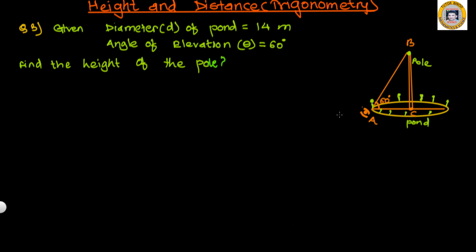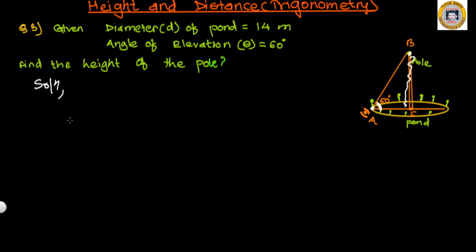In this problem we have a pond of diameter 14 meter. The angle of elevation from the circumference is 60 degree towards the pole BC, which is exactly in the center of the pond. We are supposed to find the height of the pole, which is BC.